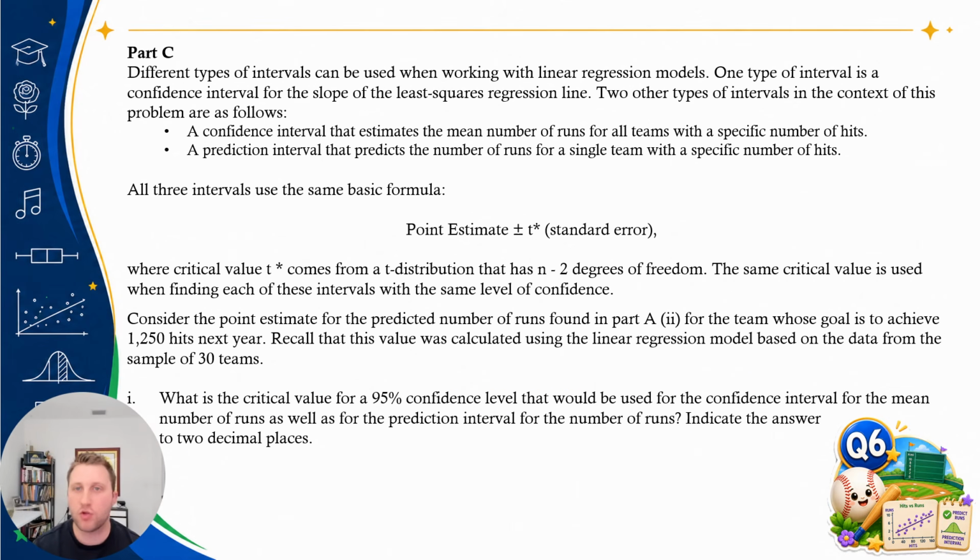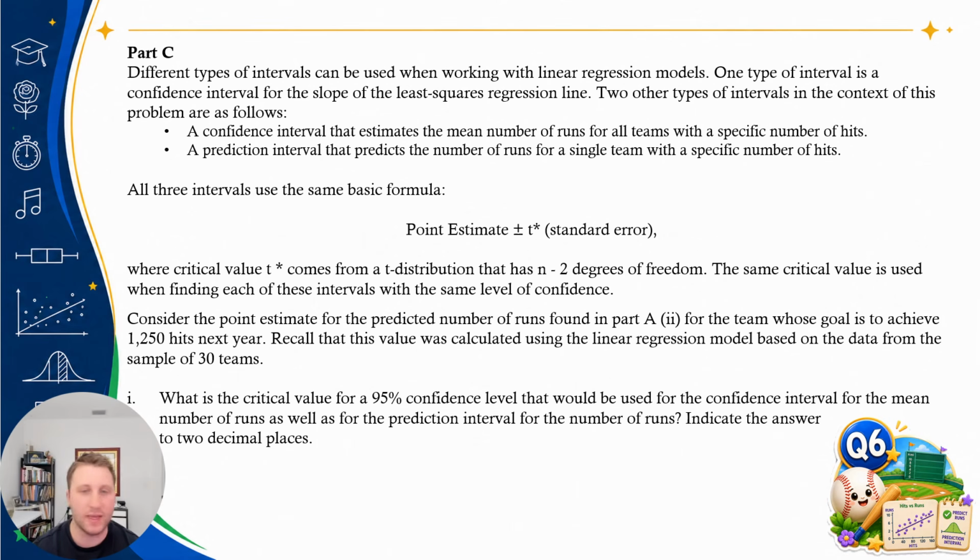Now, my students just finished the course with Unit 9, where we learned 2 inference procedures for the slope of a population regression line. Here we're being introduced to 2 other intervals that are possible in the context of this problem. A confidence interval that estimates the mean number of runs for all teams with a specific number of hits, or a prediction interval that predicts the number of runs for a single team with a specific number of hits.